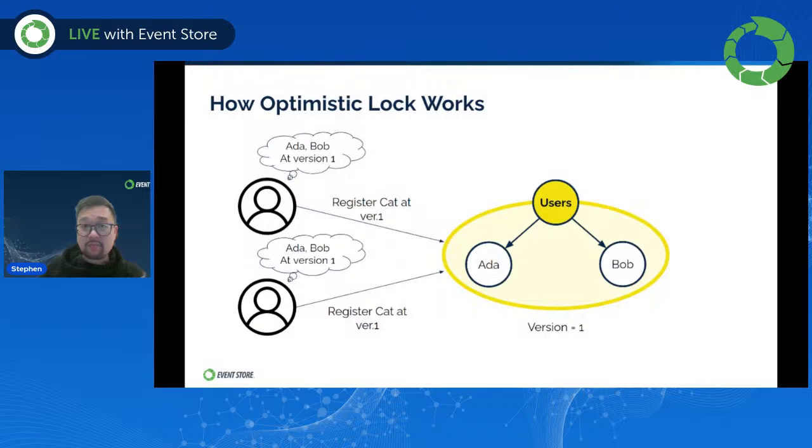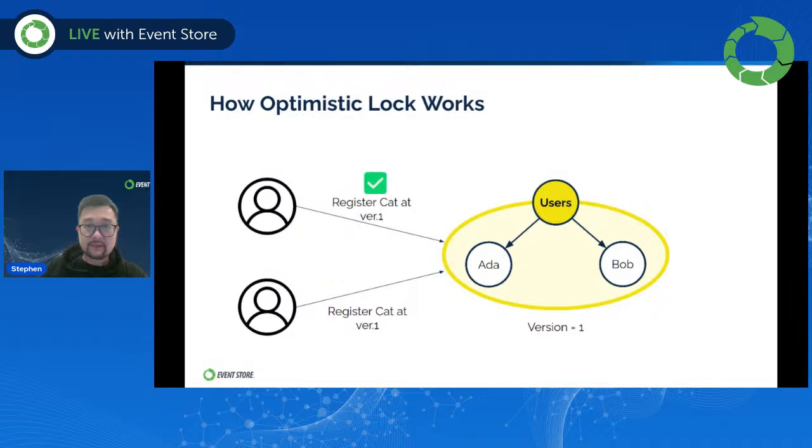Next, both of them try to register cat to the application. And when they do that, they'll also have to mention which version of the stream they last read, which is also version 1. Let's say the first user won the race and was able to register first. The user list is updated with cat successfully. Notice that at the same time, the version is incremented from 1 to 2.